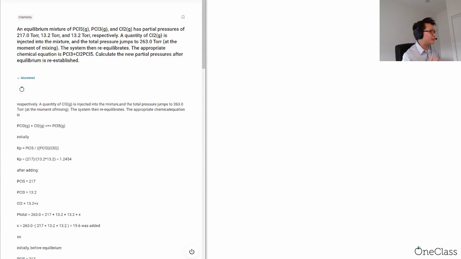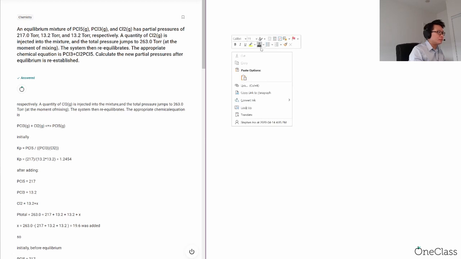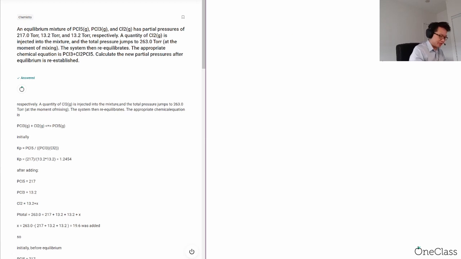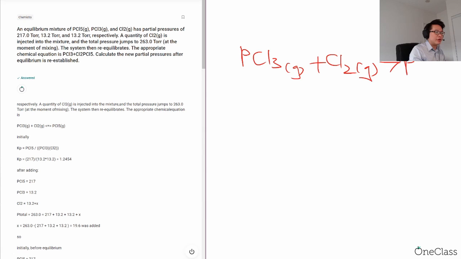We then allow the system to equilibrate. The appropriate chemical reaction is PCl3 plus Cl2 to PCl5. I'm going to copy and paste that. So we have PCl3 gas, and we're going to mix it with chlorine gas, and they're going to form PCl5. I'm going to put a gas label over here.